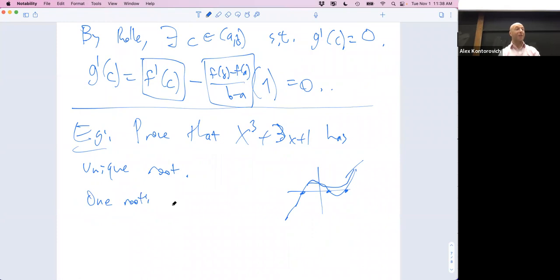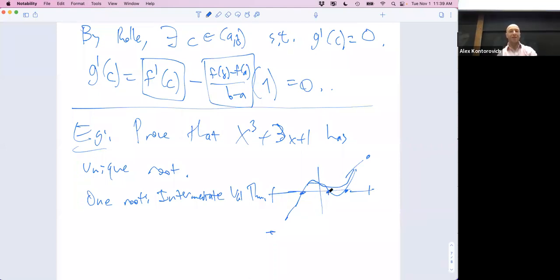So one root is by the intermediate value theorem. If I put x equals negative 100, this will be hugely negative. If I put x equals 100, it'll be hugely positive. One root we get from the intermediate value theorem. Now, can it turn around? If it wants to get another root, it's got to turn back around from 0. Can it hit 0 again?